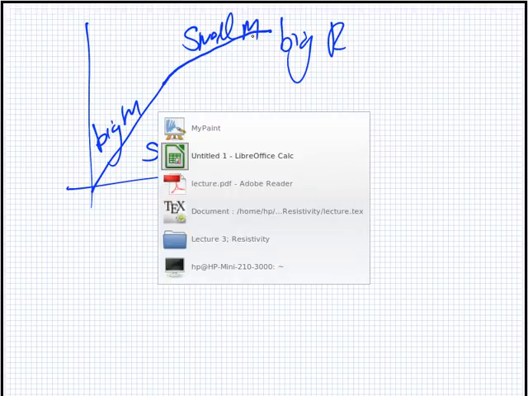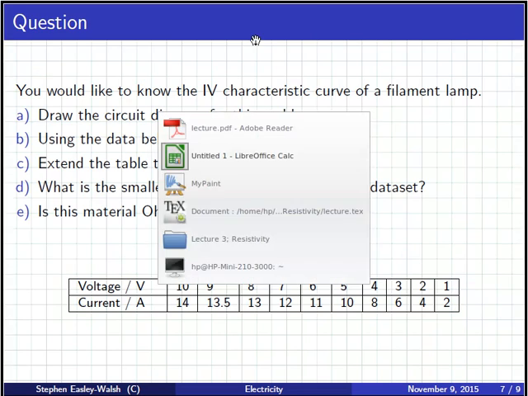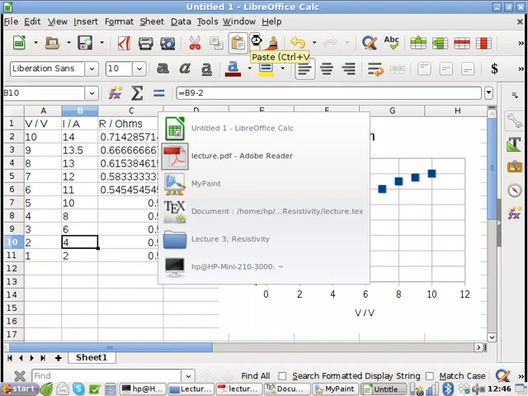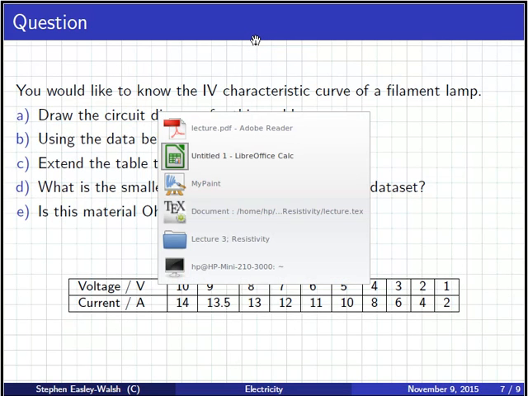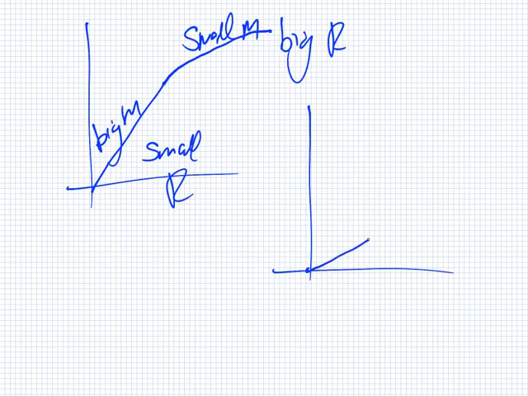Okay, so the next part then. Is this material ohmic? No. No, why not? Because it's not linear. It's not linear. Now, before we finish, do you think we could have this type of graph where at the beginning the resistance is big, but then later the resistance is small? So this one here is a big resistance, but then later it's a small resistance. Do you think this is possible?